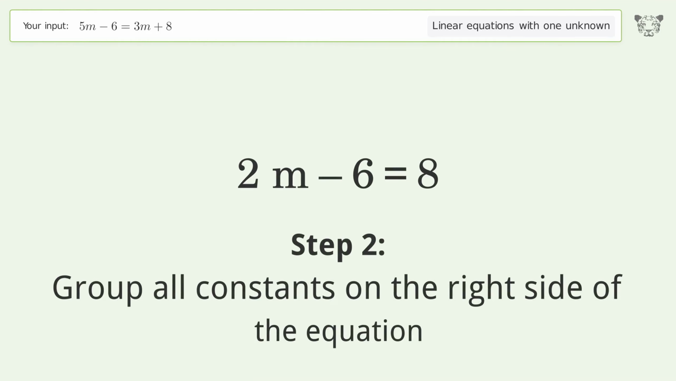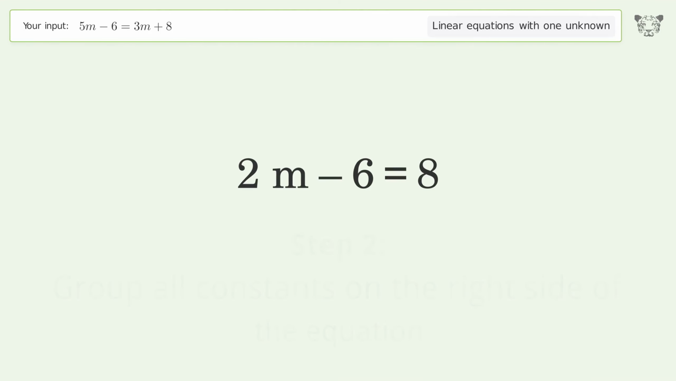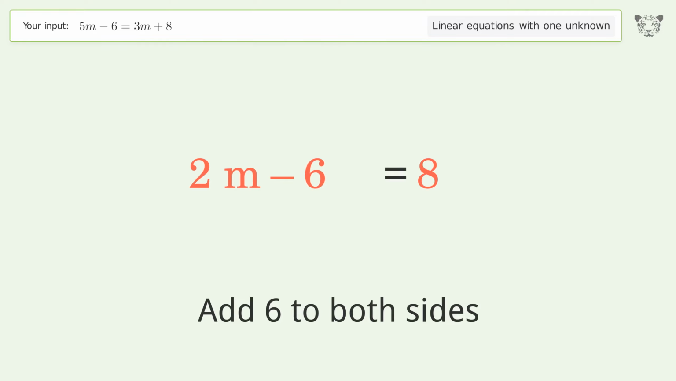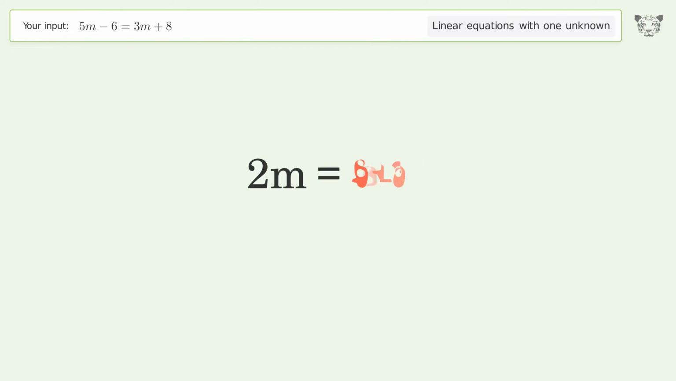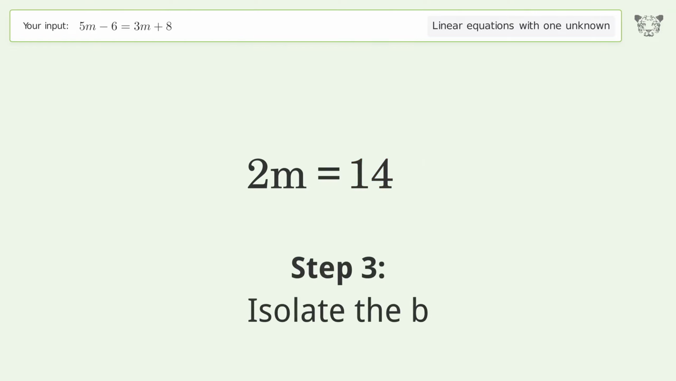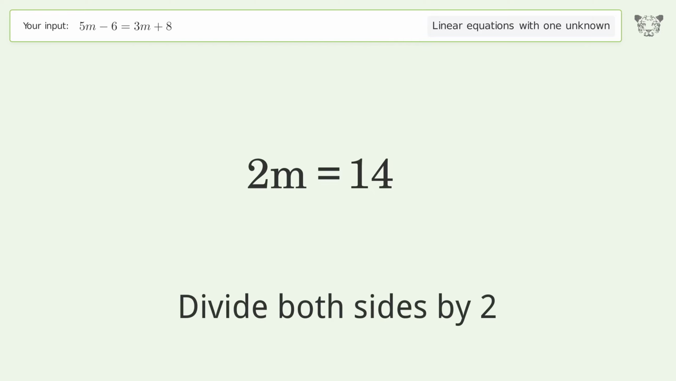Group all constants on the right side of the equation. Add 6 to both sides. Simplify the arithmetic. Isolate the m. Divide both sides by 2.